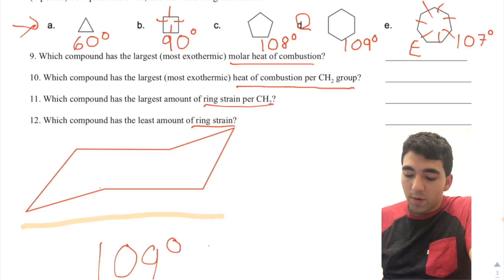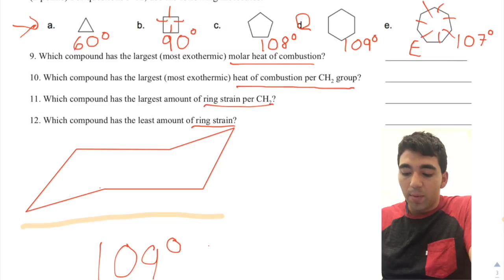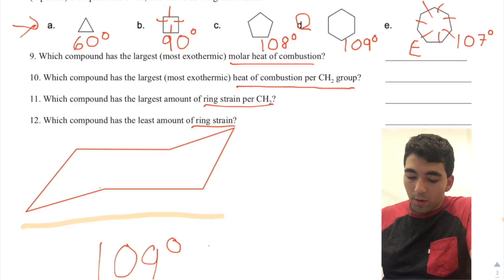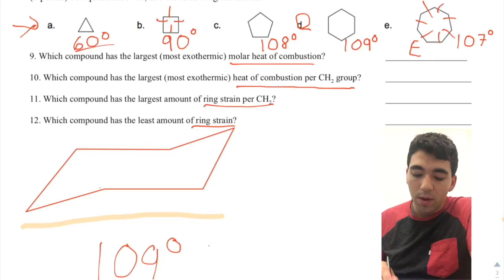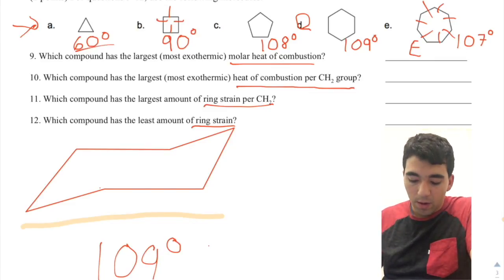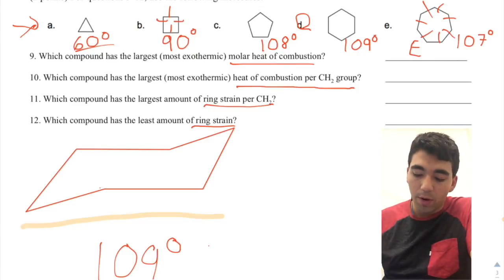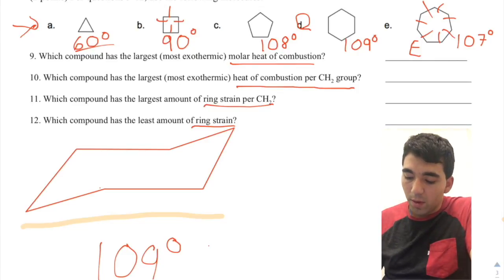So the highest, most combustible per first methyl group is going to be the one with the biggest ring strain, because it takes energy for that ring to hold that unstable strain. So the one with the highest difference in the ideal number and the actual is A, because 60 is about a 49 difference as opposed to the square with 90. So the one with the most exothermic per methyl group will end up being A.